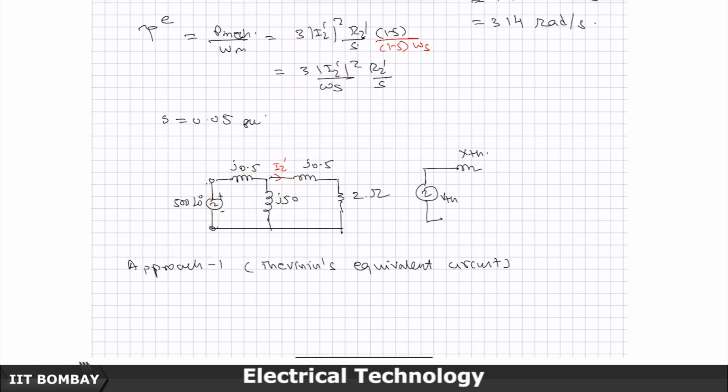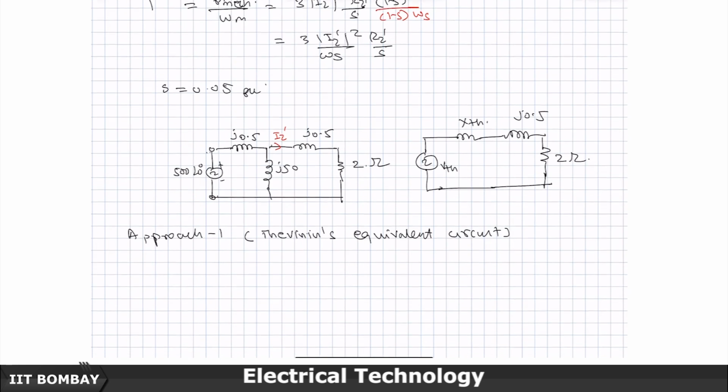And then once you have got this Thevenin's equivalent, what are you going to do? Your rotor equivalent circuit, you will again connect back here, which is 2 ohms. So, this is going to be my approach 1. Let us call this figure 1, and let us call this figure 2.